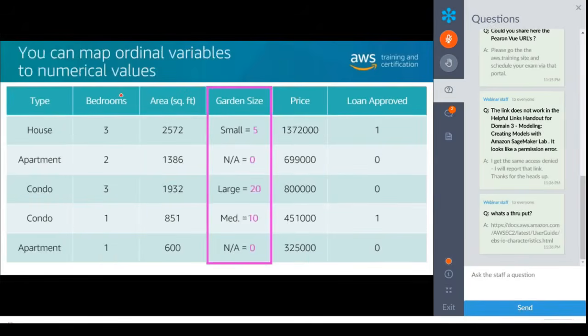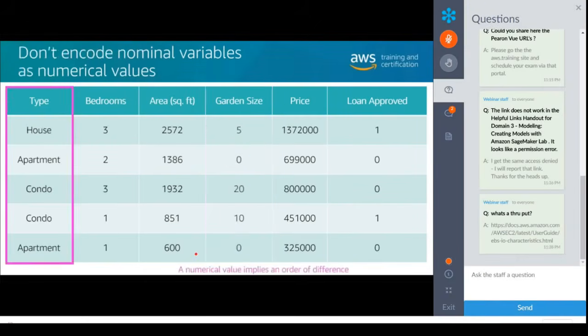And garden size, we have small, NA, large, medium, NA. Well, it might be good to turn this into numbers as well, but since the actual strings do convey some order, meaning that large is bigger than small, then we might want to assign numbers that actually convey that size difference. Now, in this case, it's not a ratio, meaning it's not that large is twice as big as medium. We don't really know that, but we do know that large is bigger than medium, right?